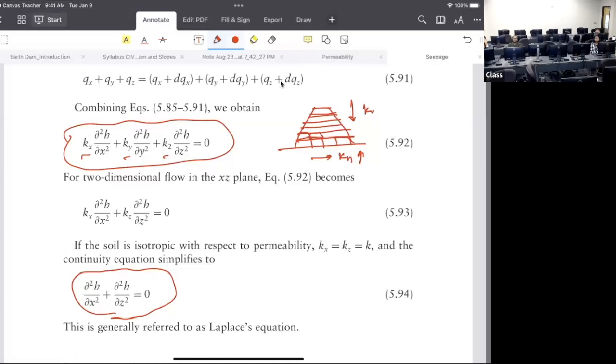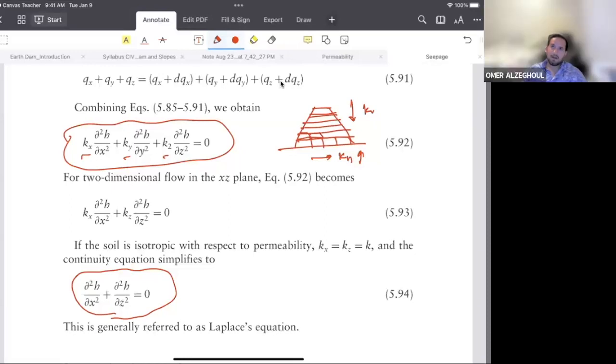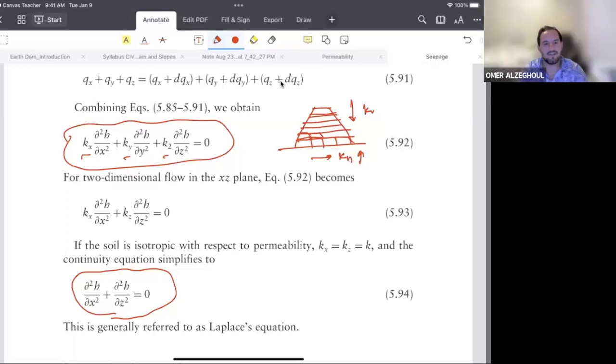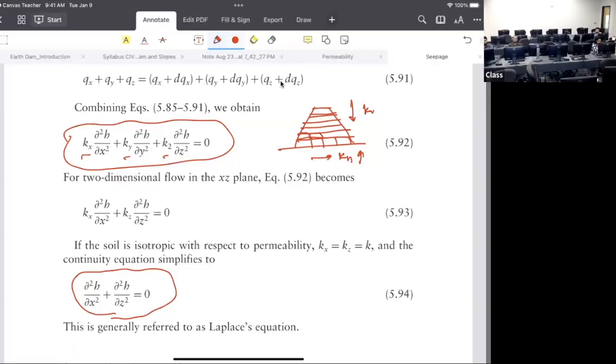Any idea where Kv may be higher than Kh? I would say rock piles. When you have rock piles, it will have higher Kv, and then the soil around it. Other than the rock piles, is there any other phenomena, like material behavior, that may make your Kv higher than Kh?